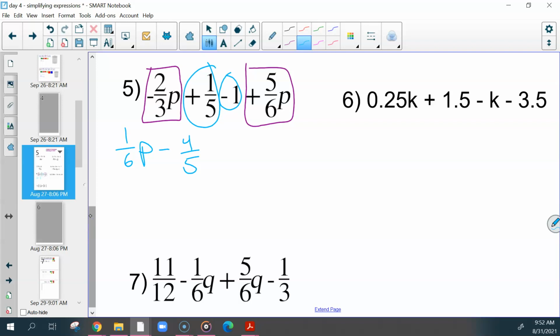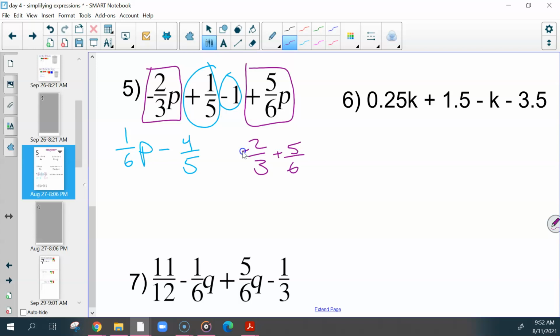Do we have any questions on number 5? Say that one more time. You would need to get common denominators. So if you wanted to add these without the calculator, I would recommend using your calculator. That way you don't make mistakes because mistakes can happen at any point in time.